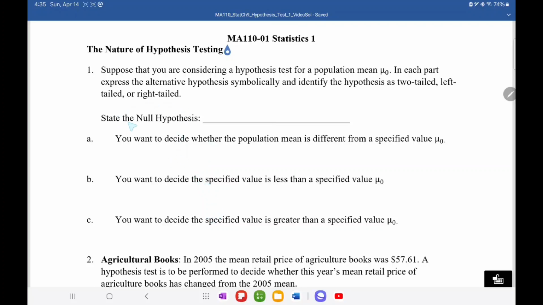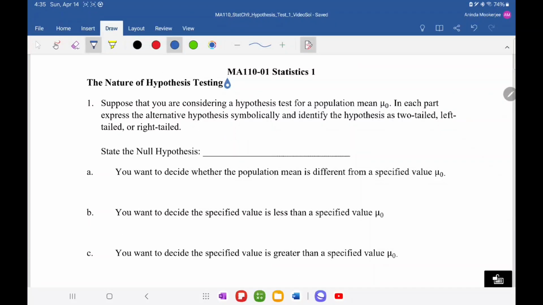All right. So first it says state the null hypothesis. The way you state the null hypothesis is use the symbol for null hypothesis, which is H sub 0, stands for null hypothesis, followed by a colon, and then mu, which is the population mean, and then equals. There's always an equal sign in the null hypothesis statement.